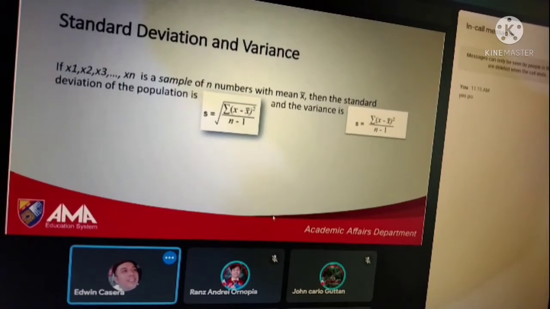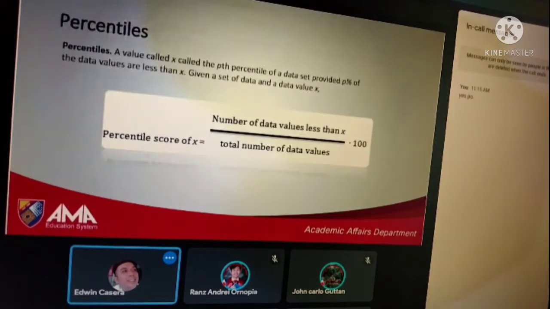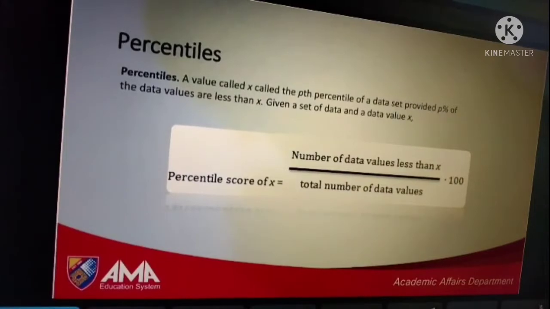Any questions? None. Okay, let's have now the percentile.